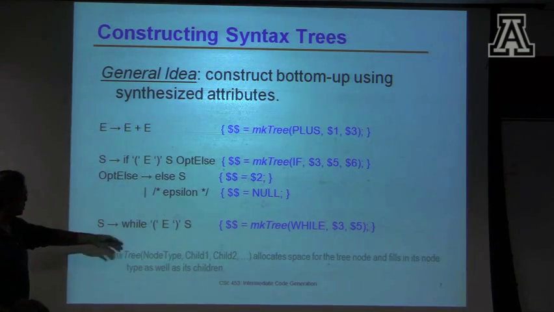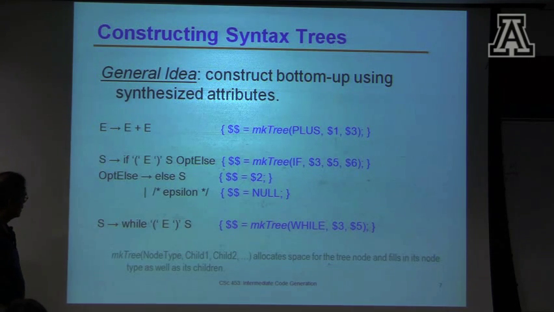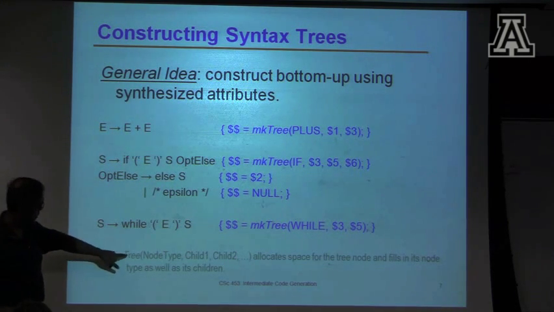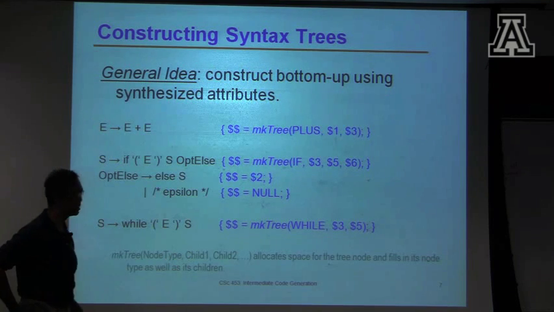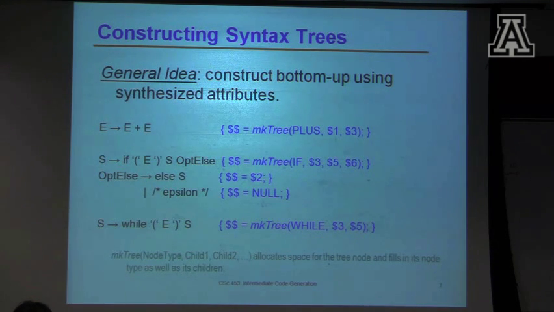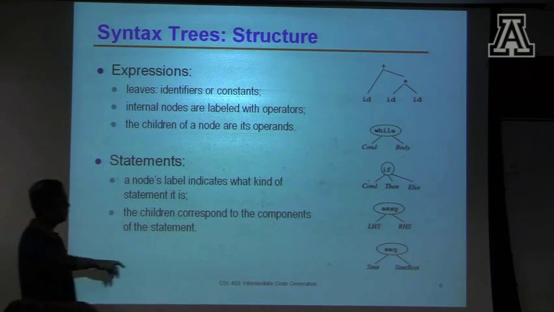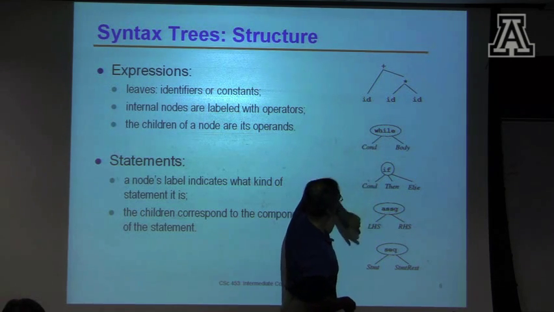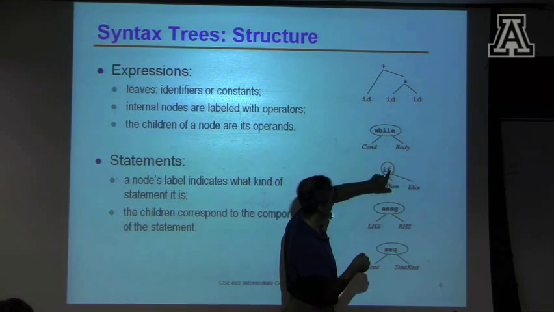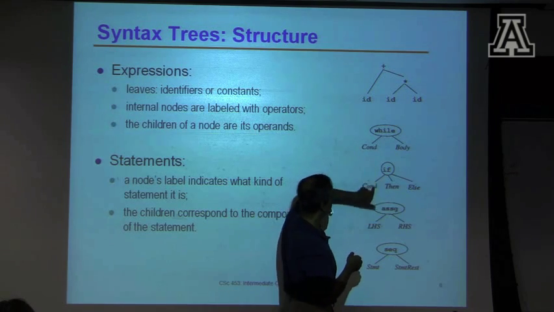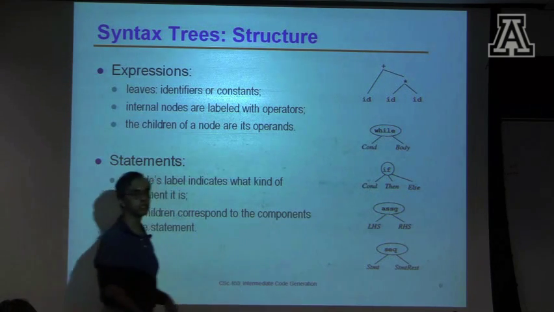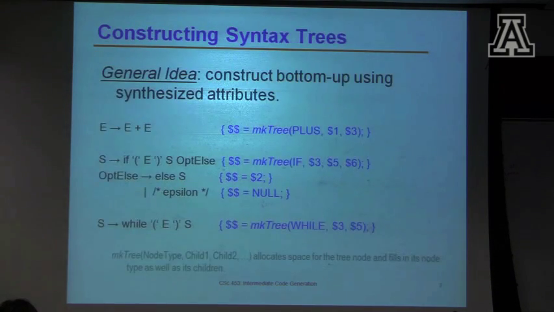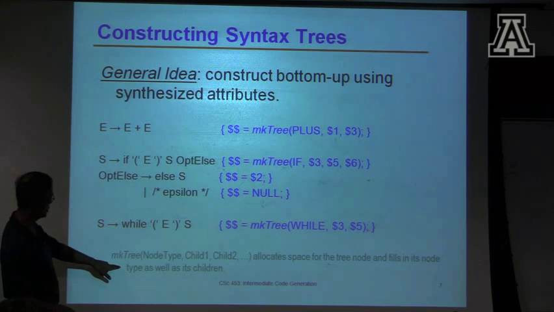And a while node looks like this. So there's this make tree over here, node type, and child 1, child 2, and it does what you would intuitively expect it to do. It allocates space for the tree node. So in this picture, make tree creates this node, or it creates this node. It assigns the type of the node, and then it fills in pointers to the children. Okay, so it fills in the node type and the children.